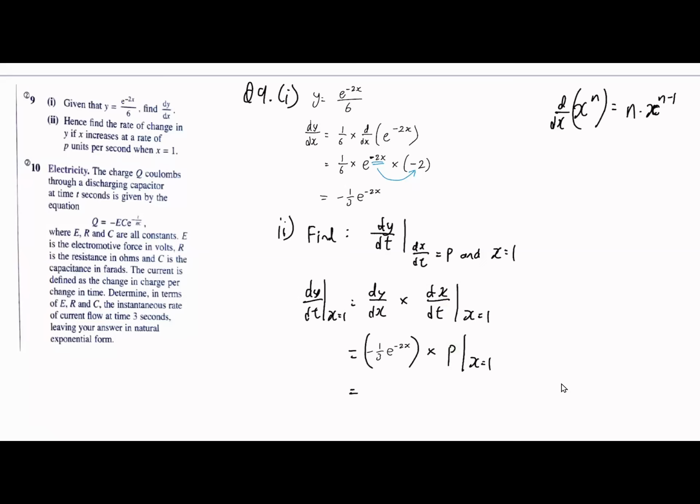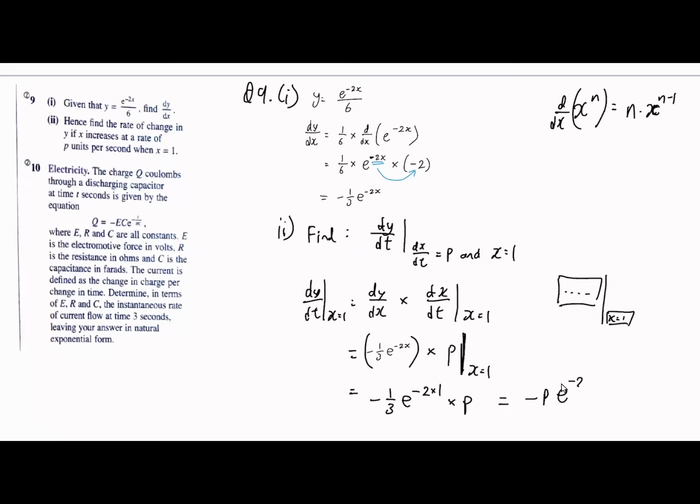So as a result, we get this. Then what does vertical line x equal to 1 mean? Sub in x equals 1. Let me just bring the x equal to 1 a bit lower. You write whatever inside this box, you draw a vertical line, there's a bit of space over here, then you write down x equal to 1 at the bottom right corner. That's the notation. Anyways, sub in, you get -1/3 e power -2 times 1 times p. Make it look nicer, -p e power -2/3.